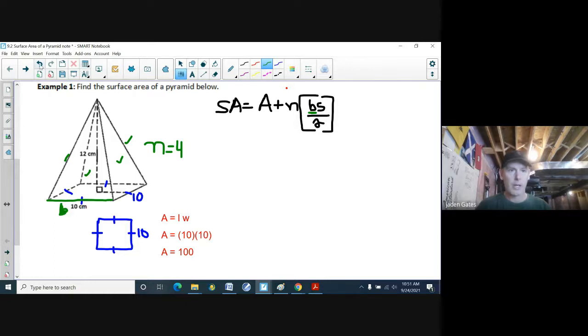Whoops, made that a little bit of a mess. There we go, that undid it. And then S, now here's the tough part. S is our slant height. Now we don't have that. But I want you to pay attention in blue to what we do have.